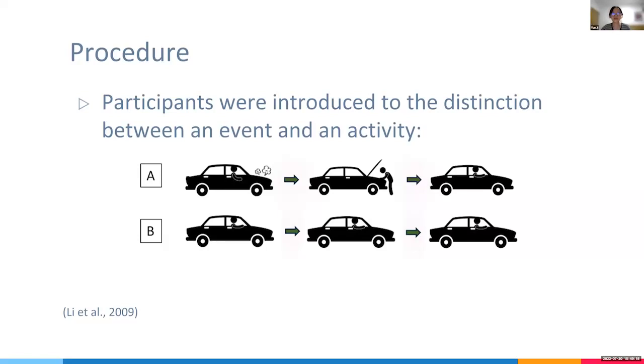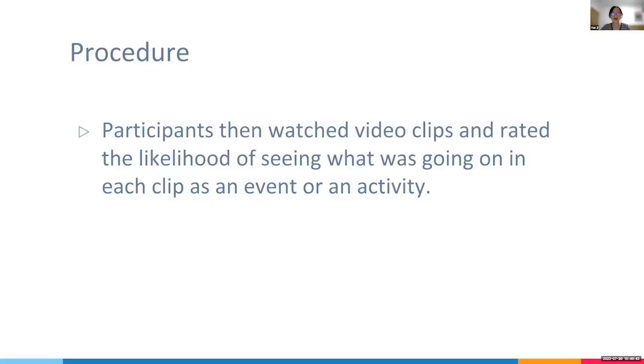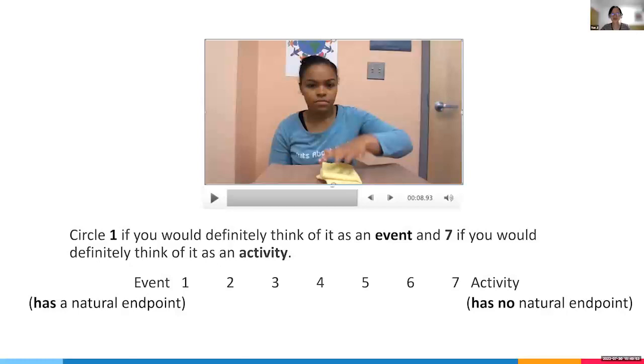Here we didn't use the terms bounded and unbounded because they are unfamiliar to the participants. So we introduced the difference through pictures and also through a brief explanation. For event, we highlight that an event has a natural endpoint, while an activity doesn't have a natural endpoint. Then participants watch video clips and rate the likelihood of thinking of the video clip as an event or as an activity. So here is an example of a trial. People watch a video and then they circle from 1 to 7, where 1 means an event that has a natural endpoint, and 7 means an activity that has no natural endpoint.